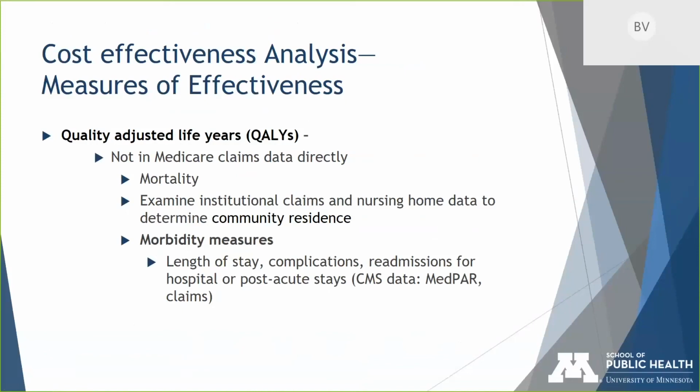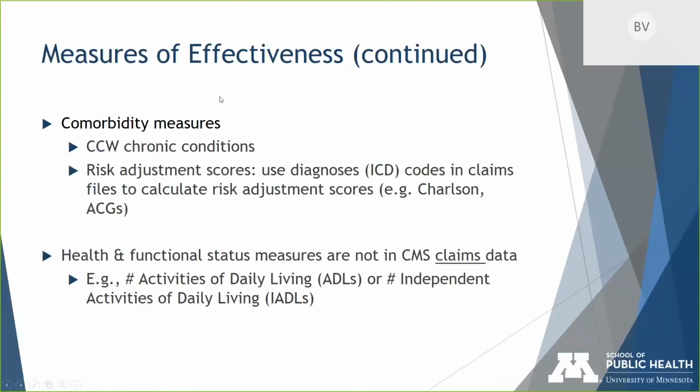Oftentimes, QALYs will be calculated separately for nursing home versus community dwelling people, and you could use the information that you have in the claims to see whether or not you have people who are residing in a nursing home. And actually, the claims data are not as good for that, but there are assessment data that are available for all nursing home patients, and we'll talk a little bit about that in a minute. You will also have morbidity measures, so you have length of stay, complications, readmissions, comorbidities. You have your CCW chronic conditions. You can calculate risk adjustment scores based on claims diagnosis codes.